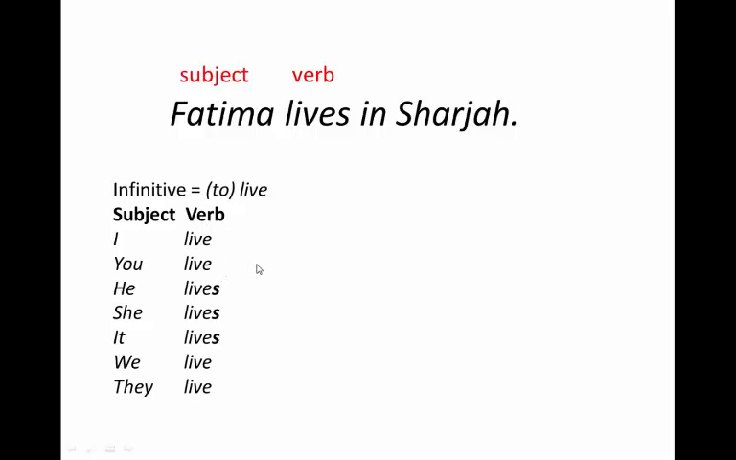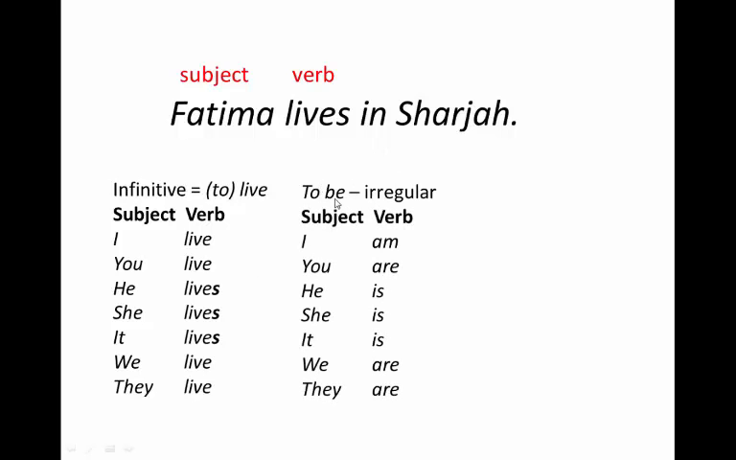There is one verb that's irregular in the present simple. The verb is be, to be. It's an irregular verb. You probably learned this in your first English lesson. I am, you are, he, she, it is, we are, they are.